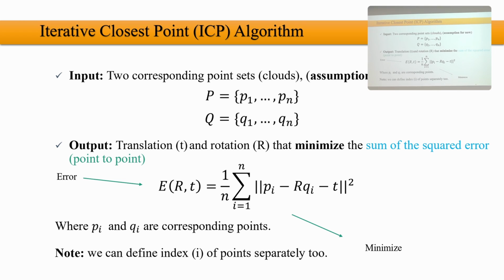I noted some points for you here that we can define the index i with the point separately too. But the point here is that you should quickly realize that this i, these are separate point clouds, right? Do we know this i?